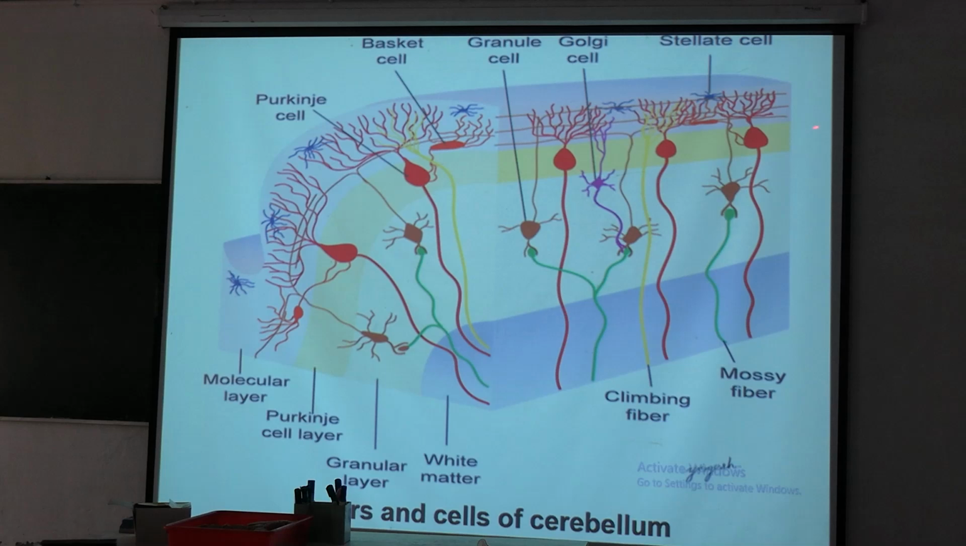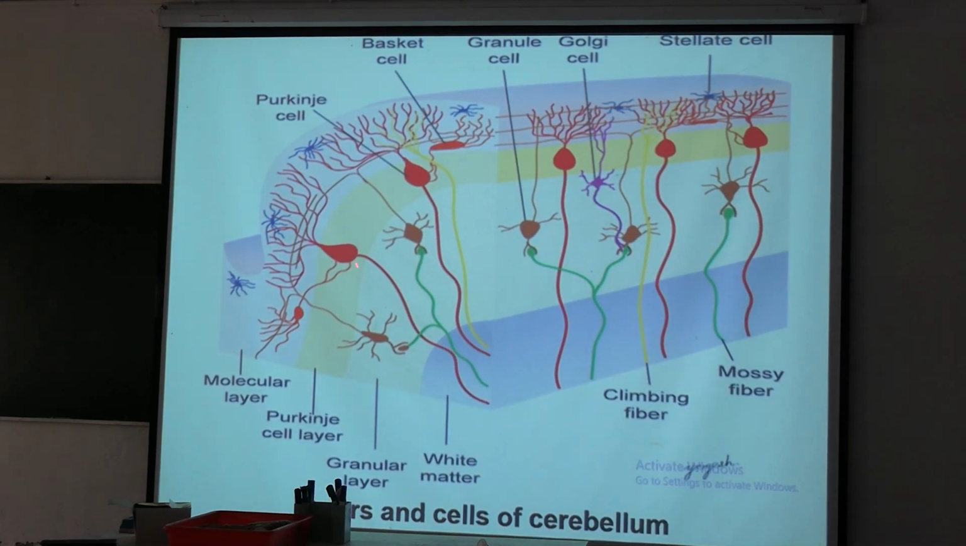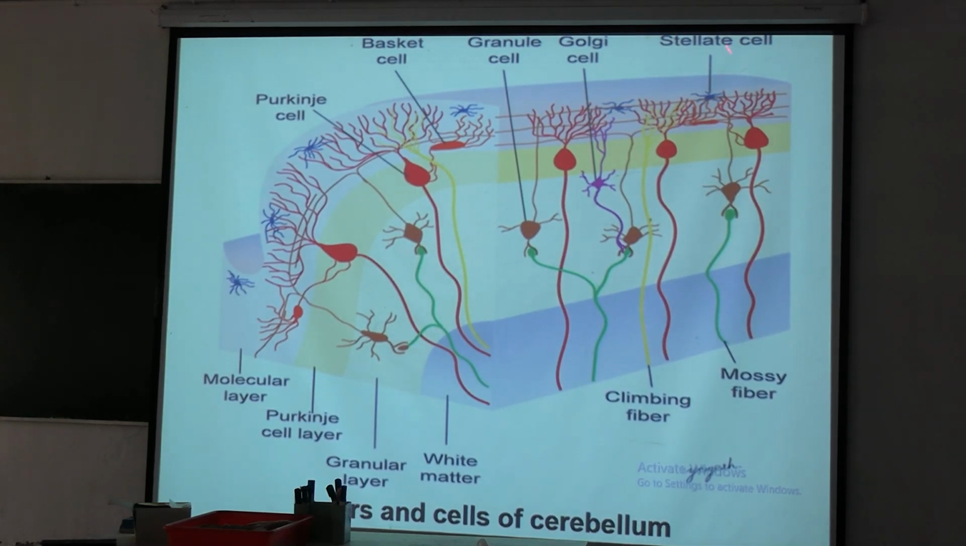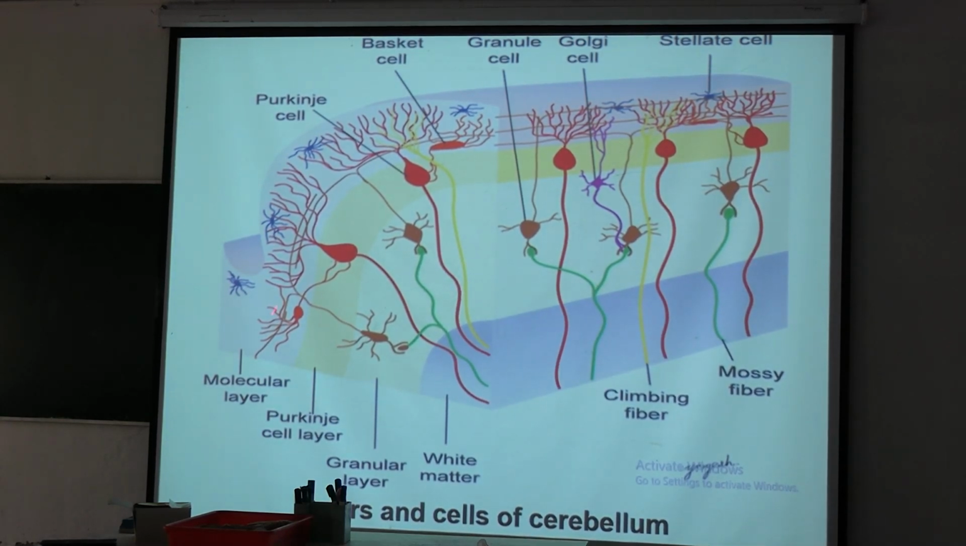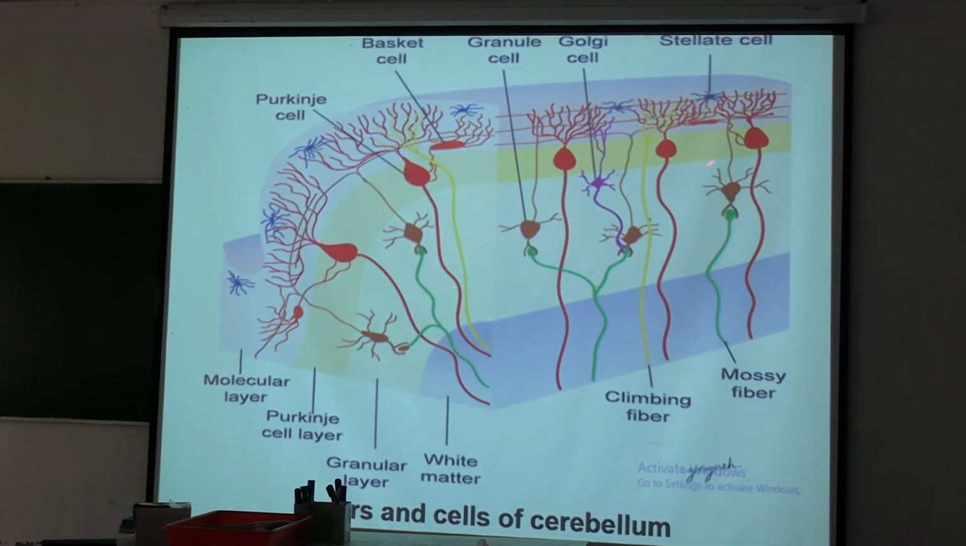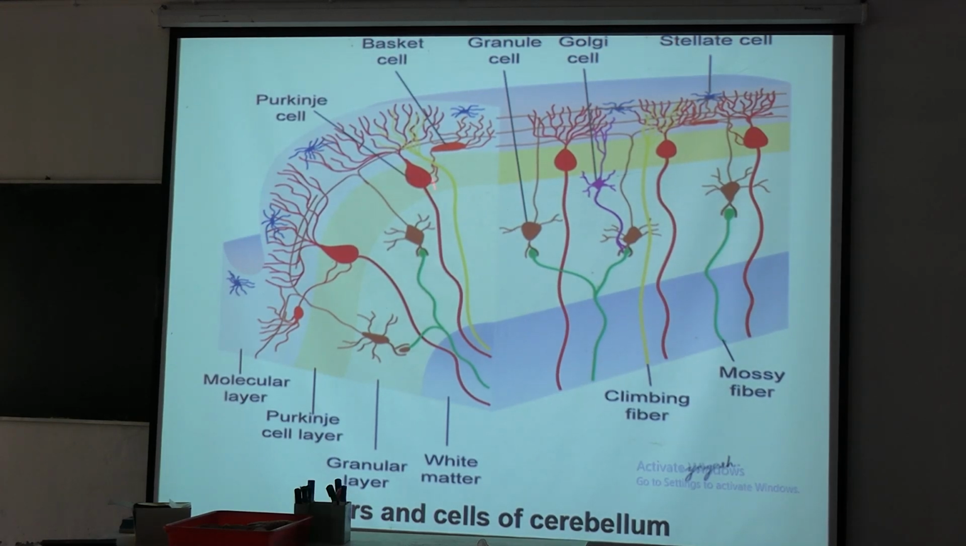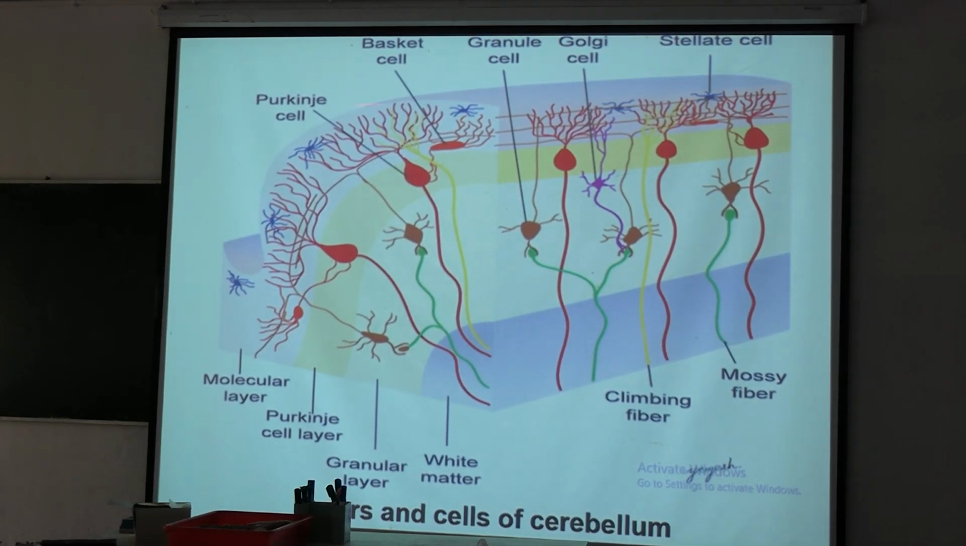Okay, Purkinje cell bodies you can see, axons are passing through the granular layer and entering into the white matter. And this is the molecular layer. It contains the dendrites. Dendrites form tree-like branching within the molecular layer. And here other cells are the stellate cells and the basket cells. Stellate cells, basket cells, these Purkinje cell dendrites, and these yellow fibers, climbing fibers, are anastomosing with them.